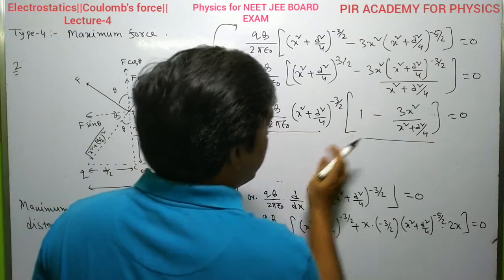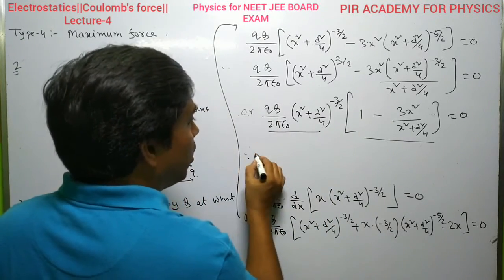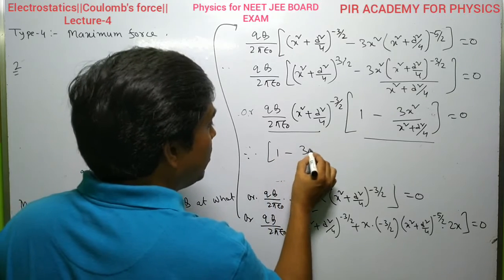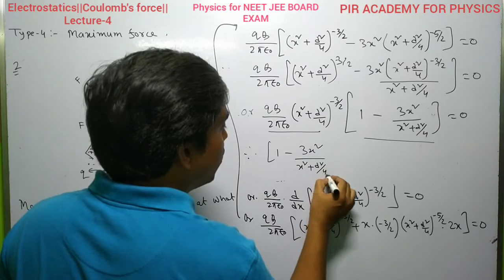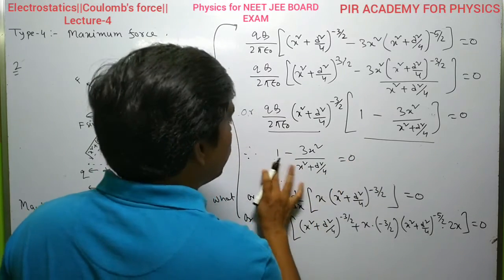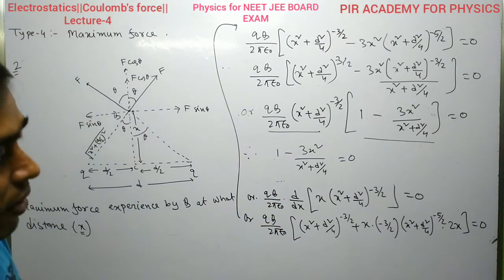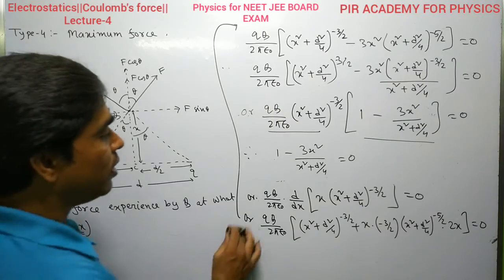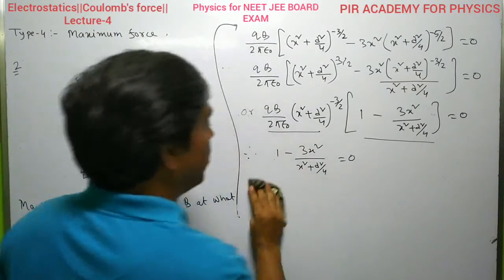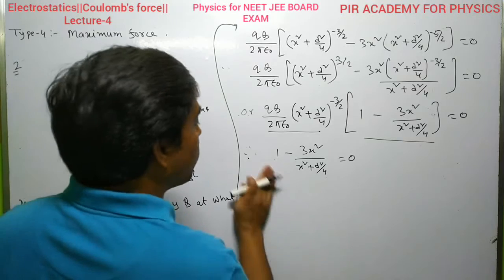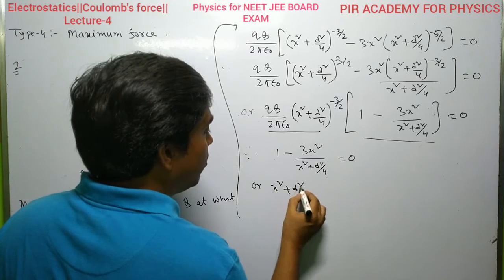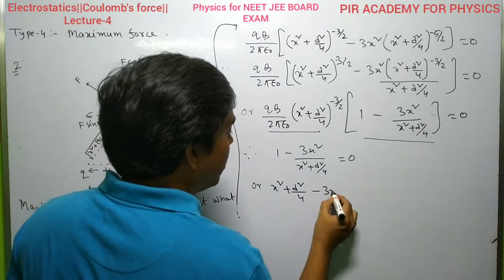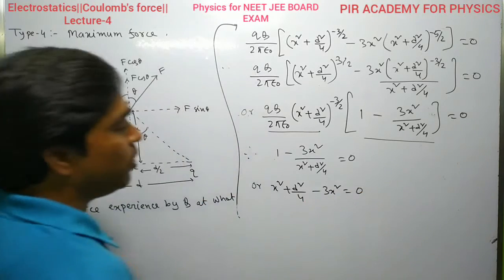So if this 1 minus 3x square by x square plus d square by 4 must be 0. If this term is 0, then it will be x square plus d square by 4 minus 3x square must be 0.